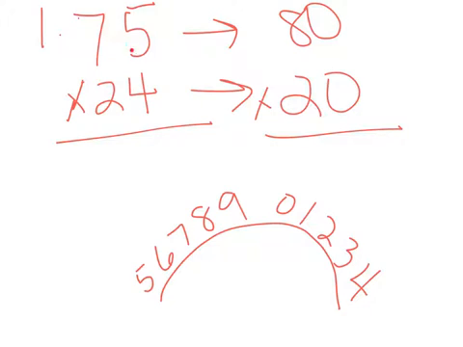So this is a 5. 5 is here, so it's going to go up the hill, so it's going to go to 80. 24 here is on this side, so it can go down to 20. And then you multiply that out, and you end up with 1,600. Okay?